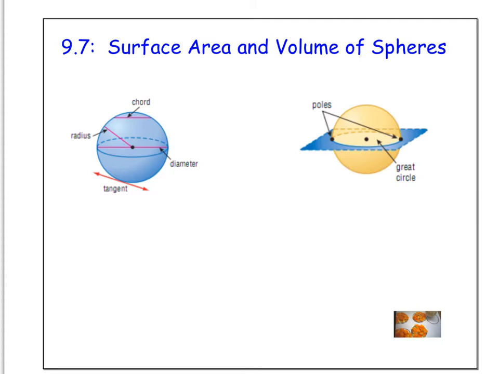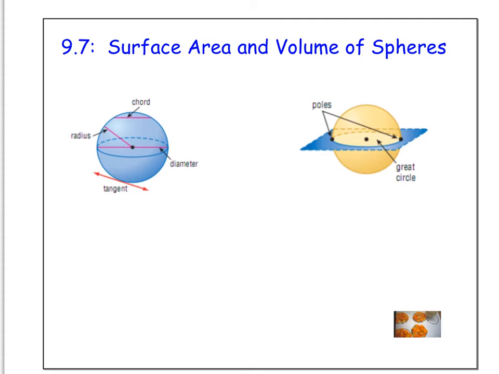Today we are going to do Unit 9, Lesson 7, and we're going to talk about surface area and volume of spheres. And so I want you to take a look at these two spheres. You can see there's some vocab words that look pretty familiar. We talked about a lot of this stuff when we studied circles.